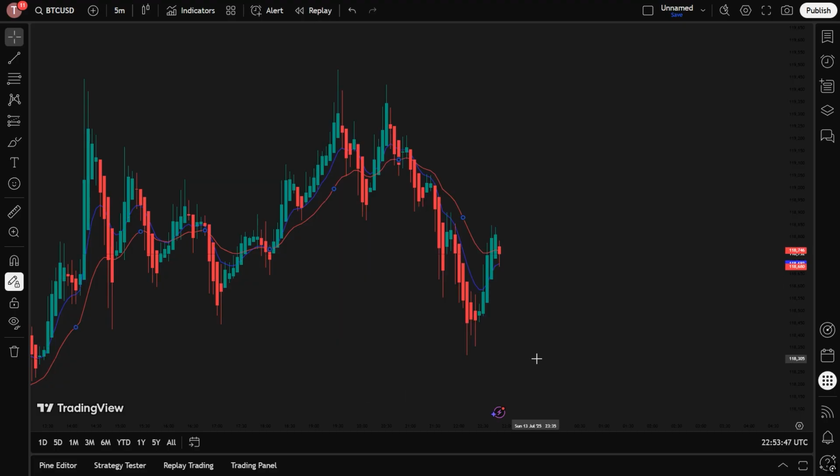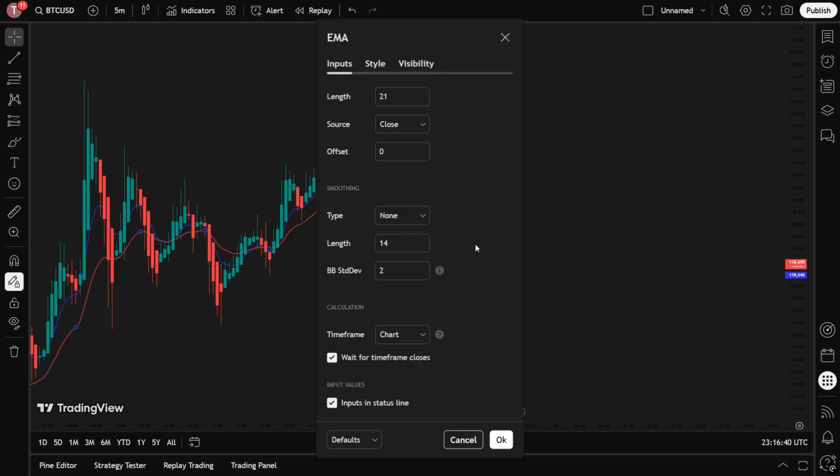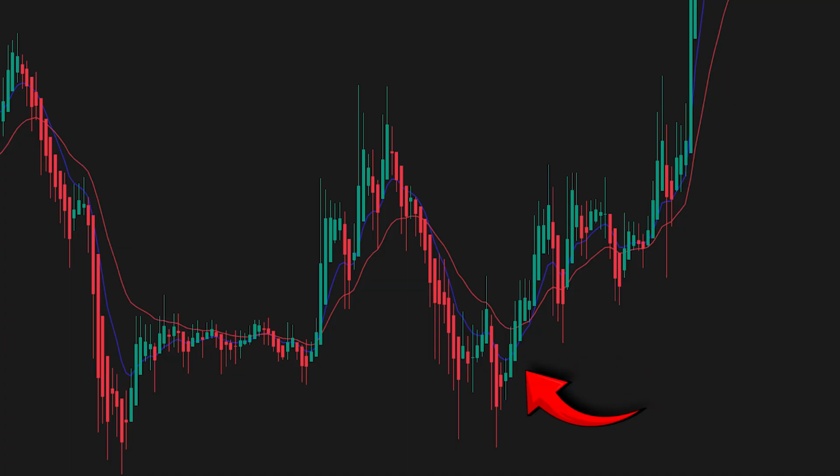To check or change, hover over the EMA line on your chart, click the gear icon to open settings, then adjust the length accordingly. The 9 EMA, the blue line, reacts quickly to recent price changes, while the 21 EMA, the red line, smooths out the trend over a longer period. When the 9 EMA crosses above the 21 EMA, it signals a potential uptrend, and when the 9 EMA crosses below the 21 EMA, it signals a potential downtrend. But don't act immediately when lines cross.